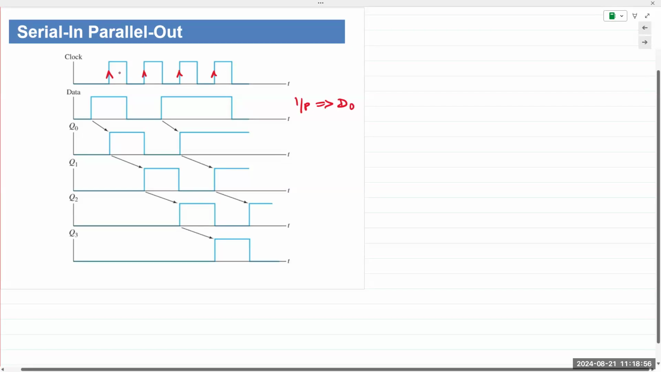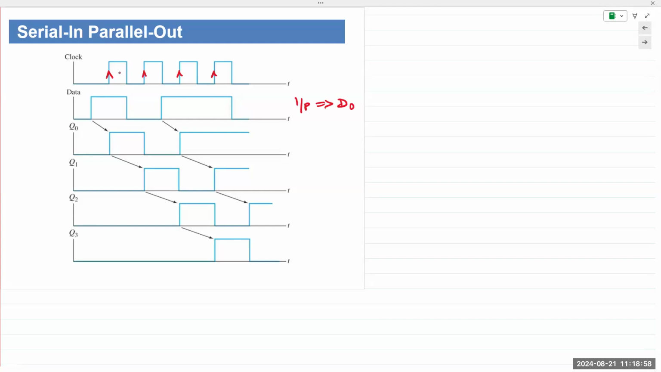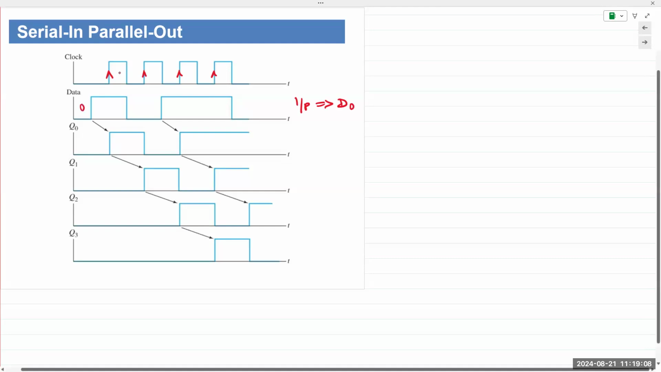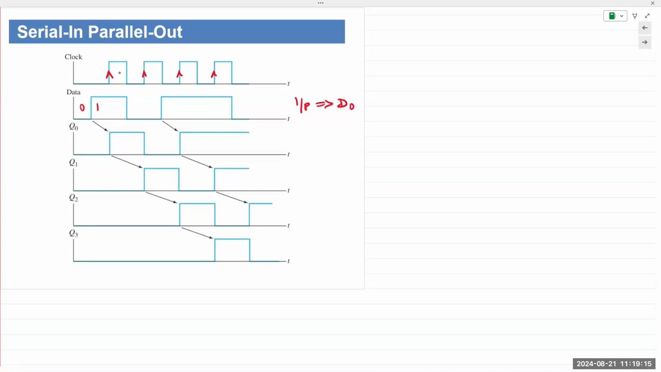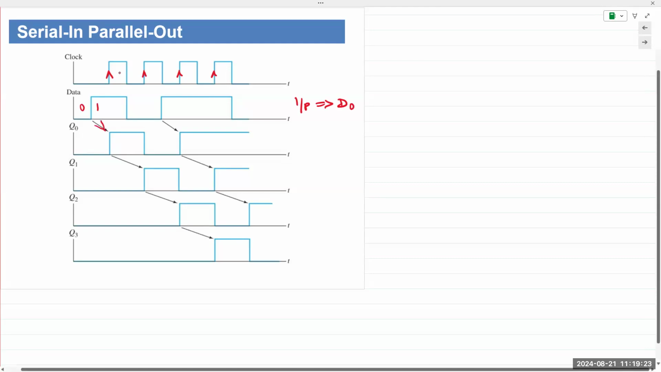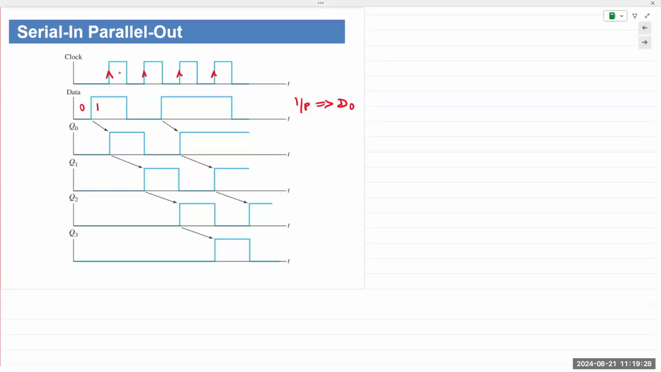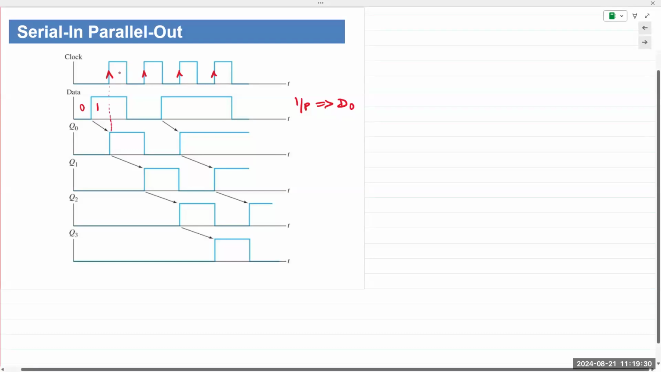D0. And again, the D flip-flop simply takes the input and sends it to the output upon the arrival of the clock trigger. So the data input remains at 1, but the output doesn't change until the arrival of the positive edge trigger. On the arrival of a positive edge trigger, the 1 is sent to the output. So Q0 goes to 1 right here, at the positive edge trigger.